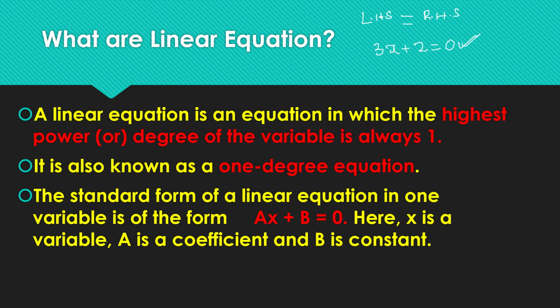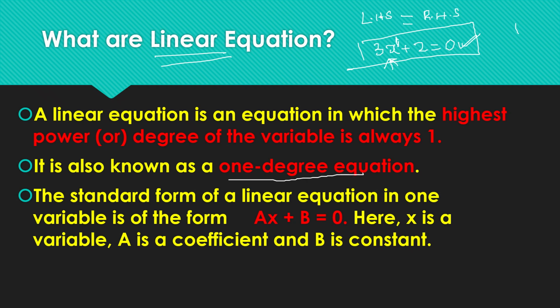But when can I say it's a linear equation? You need to check, is there any variable term? Yes, here there is one variable term, and check the power of the variable, it is 1, or the degree of this equation is going to be 1. Degree is nothing but the highest power of the variable. This is nothing but 1. That's the reason we are saying this is a linear equation. Since it is dealing with degree 1, we can say one degree equation also. This is another name for linear equation.